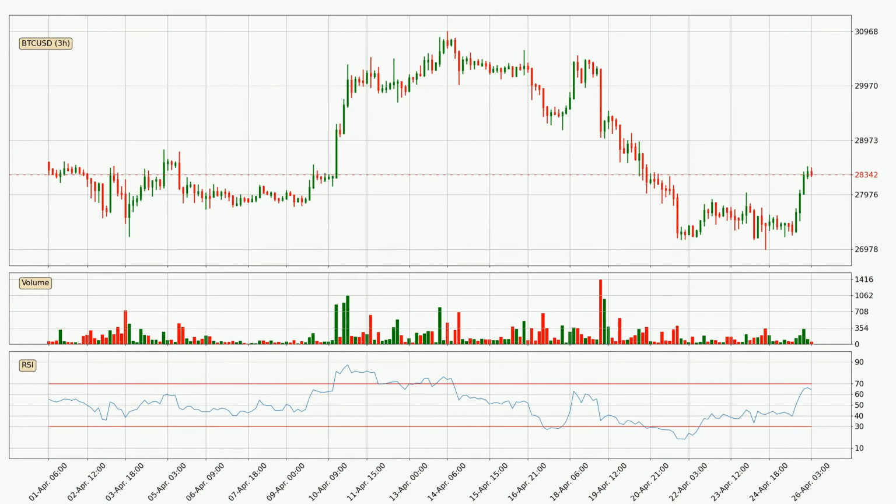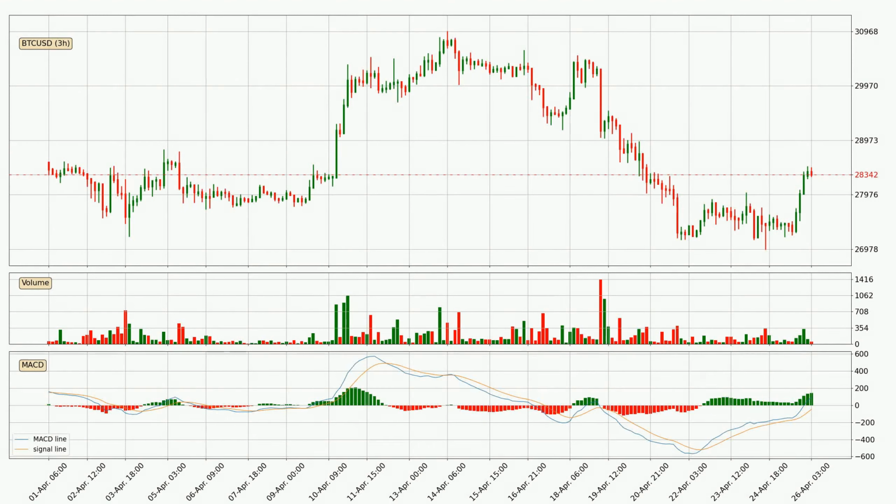Looking at the 3-hourly Relative Strength Index, the current 3-hourly RSI is at 64, so it doesn't show signs of overbought or oversold conditions at this point. Moving to the 3-hourly MACD, the MACD line is above the signal line, which shows that the current trend is on the upside. The MACD histogram shows that the momentum is currently strong and it could be expected the price to go further to the upside.